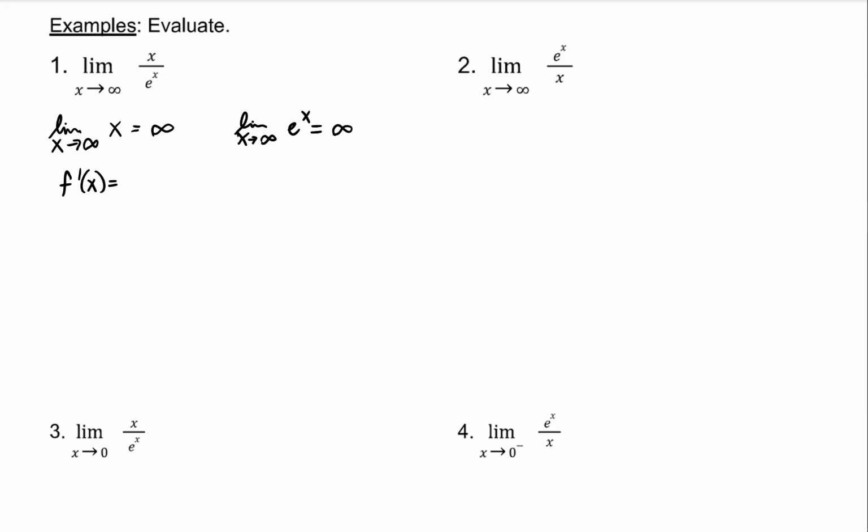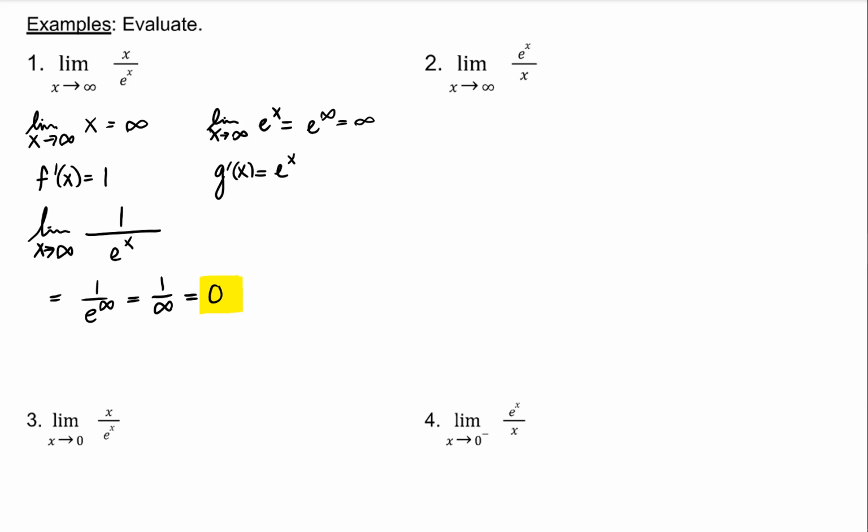I'll call that f prime of x. The derivative of x is 1, and then derive the denominator. The derivative of e to the x is e to the x. L'Hopital's rule states that I can now take the limit of the numerator's derivative over the denominator's derivative, and it will give me an equivalent limit. This time when we direct substitute, we get 1 over infinity, which is essentially 0.